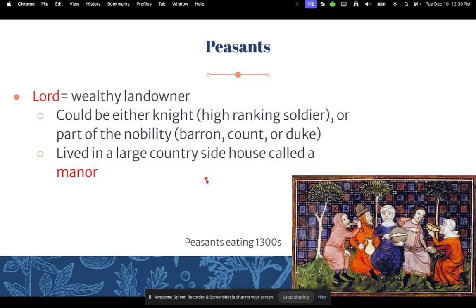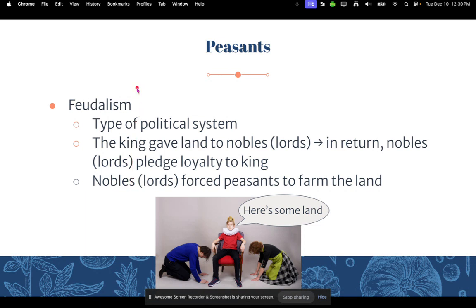A lord is a wealthy landowner. It could either be a knight, which would be a high-ranking soldier, or part of the nobility, such as a baron, a count, or a duke. And they would live in a large countryside house called a manor. And we'll talk a little bit more about that in a few slides.